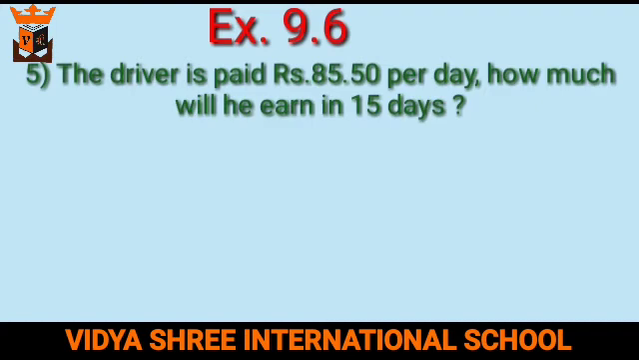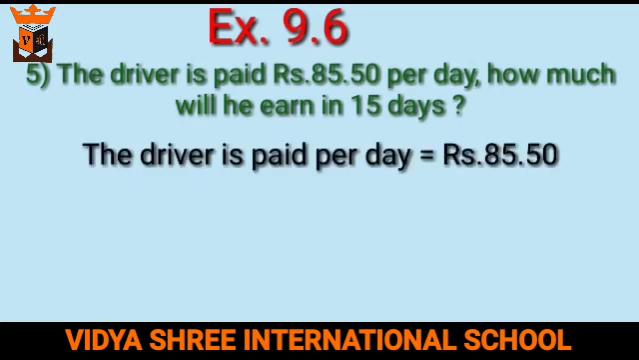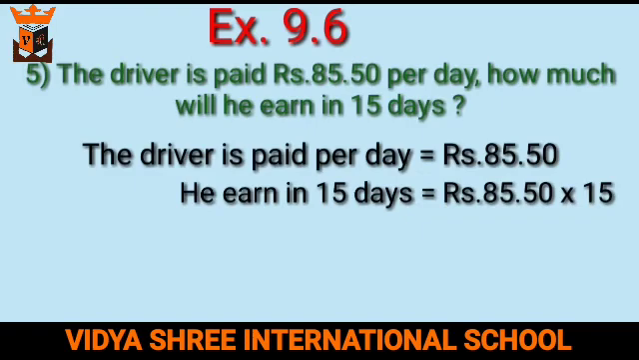Fifth question is, the driver is paid rupees 85.50 per day. How much will he earn in 15 days? So it is given the earning of a driver per day is 85 rupees 50 paise, and he earns in 15 days, which is equal to 85.50 multiplied by 15. So after multiplying we get 1282.50 is the earning of a driver in 15 days.